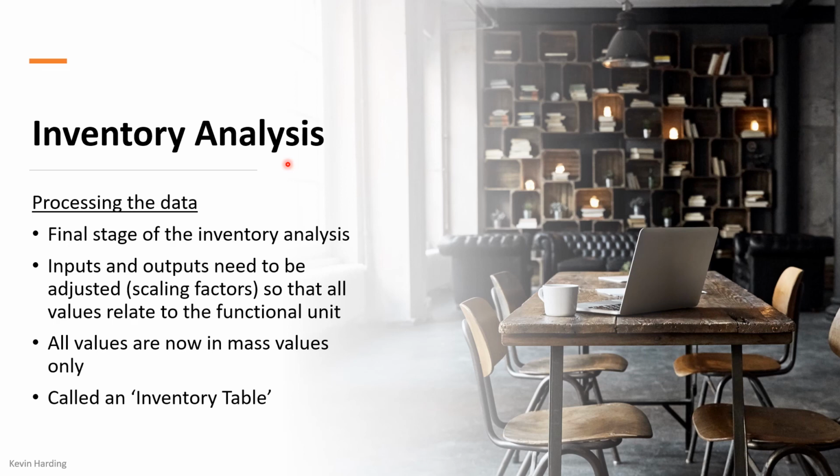So this is going to basically involve a whole lot of scaling factors so that all the values are relative to that functional unit. At this step, we call it an inventory table. So that's where, in the inventory analysis, we now put that into a table. Typically in Excel or something like that, down the left-hand side, we would have thousands and thousands of chemicals. And on the right, we would have all of their mass values. Typically, all of these are now in mass values.